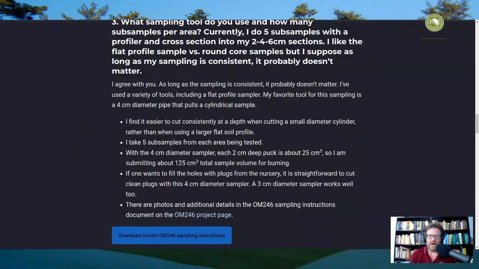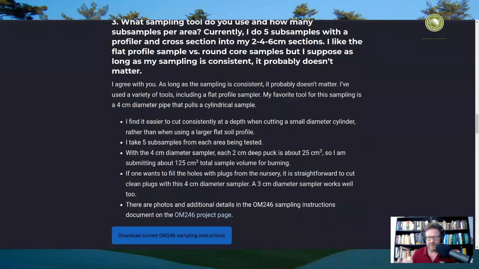And the reason why I prefer a cylindrical sample, or one that would be circular, well, it's a cylinder, the reason why I prefer it that way is I find it easier to consistently cut the samples at depth. I've also tried flat soil profile samplers, and I found the way that I was setting it up and trying to cut straight at the 2 centimeter depth and at the 4 centimeter depth, I didn't really like the way that I was cutting that.